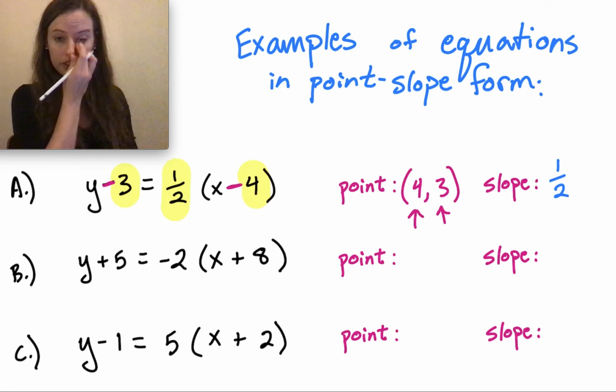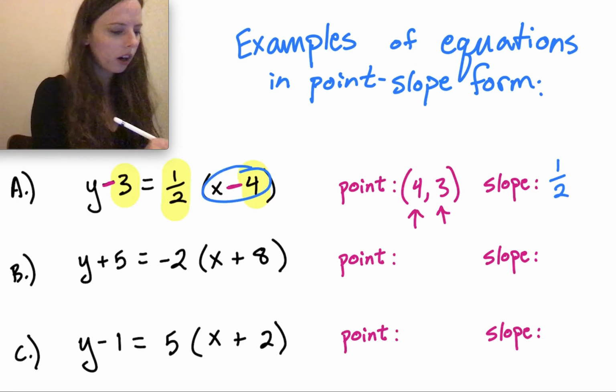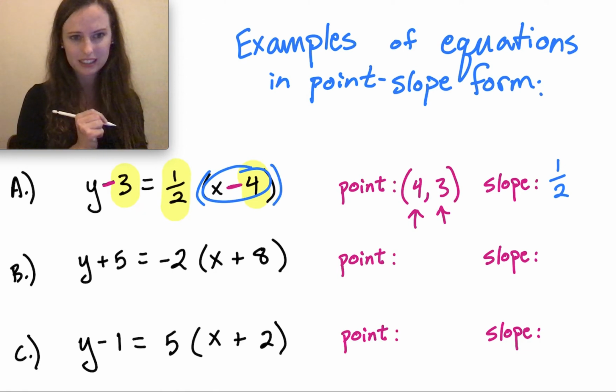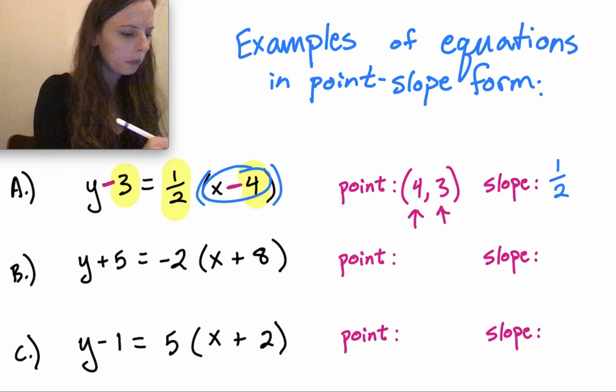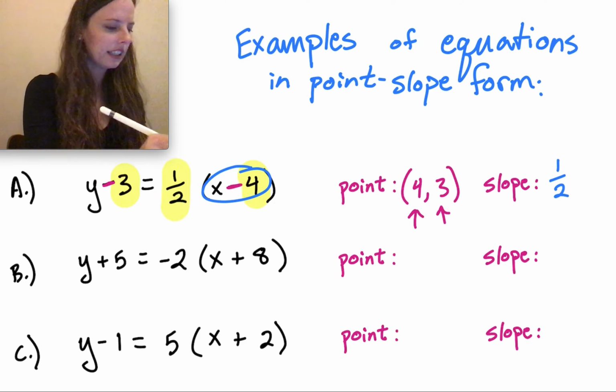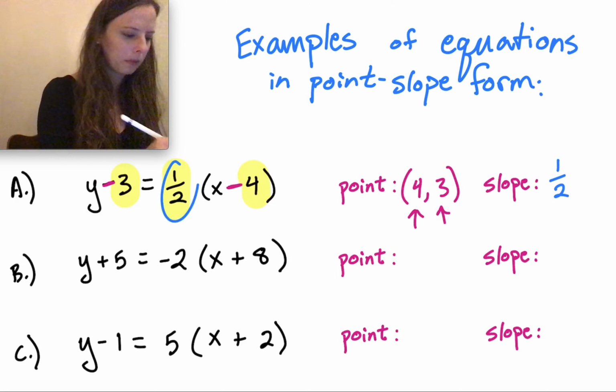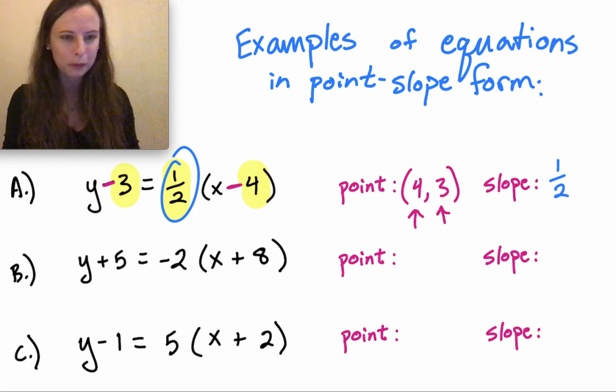So another thing that you want to notice about this form is that the x's are always inside the parentheses, and your slope is always in front of the parentheses. So that's a really easy way for you to identify slope in point-slope form. It's the number that's always in front of that group of parentheses.